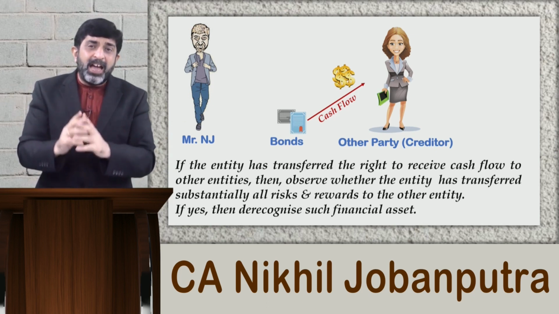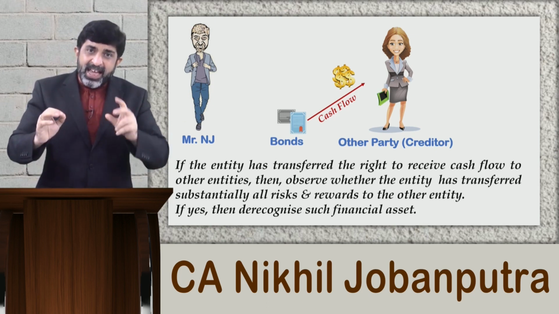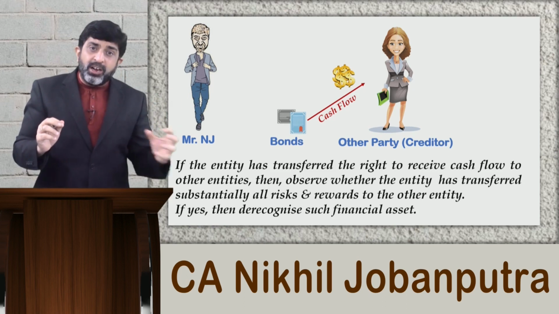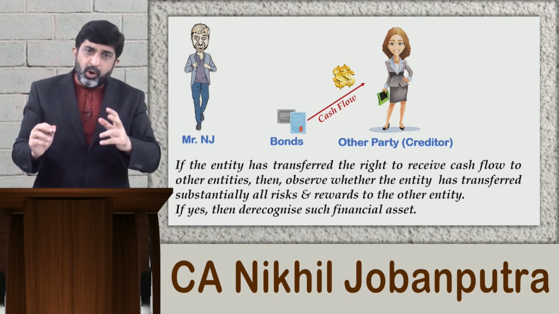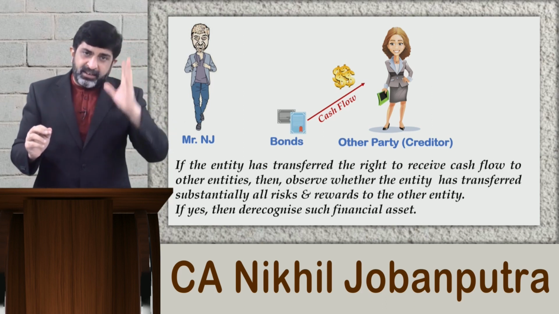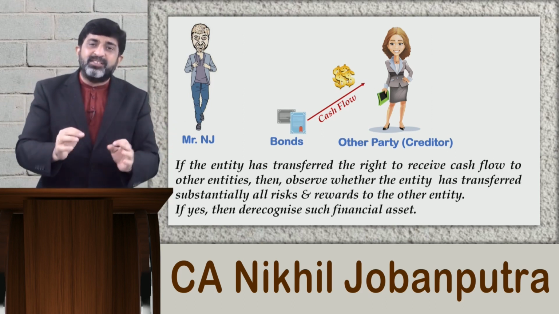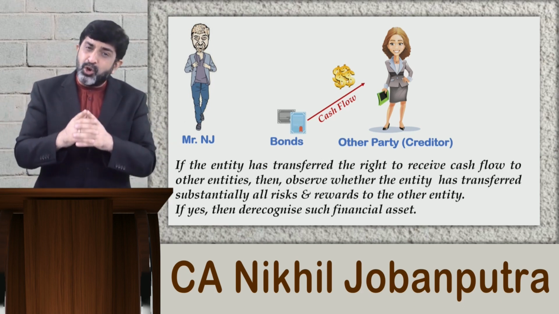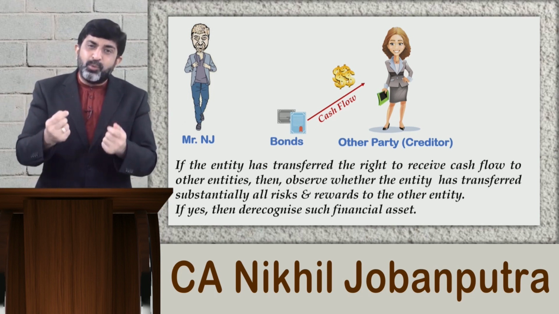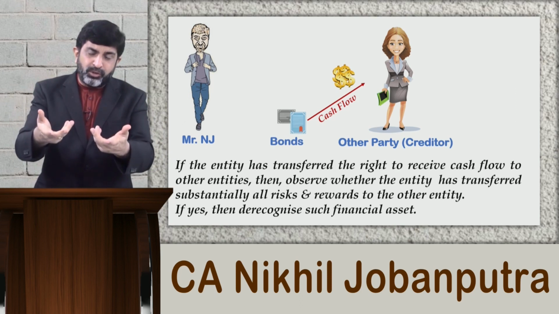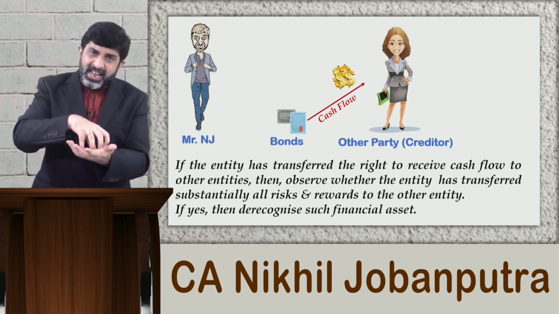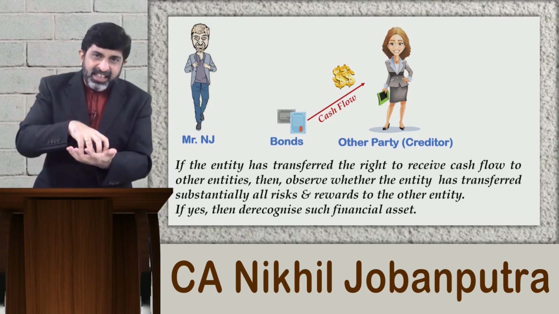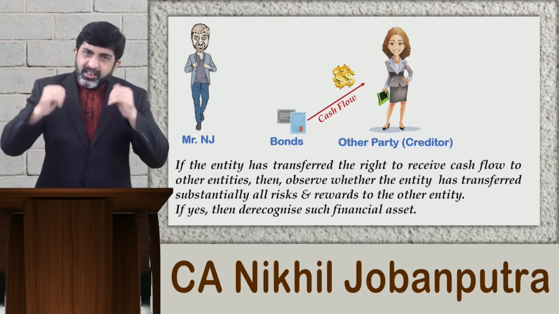So what we have discussed: if the entity has transferred the rights to receive cash flow to another entity, and along with that all significant risks and rewards attached with that financial asset have also been transferred, then the financial asset should be derecognized. What if the risks and rewards have not been transferred? Then a question arises: if I have not transferred the risks and rewards to you, have I retained those risks and rewards? The answer again could be yes or no. If the answer is yes, then there is no doubt I will continue to recognize.